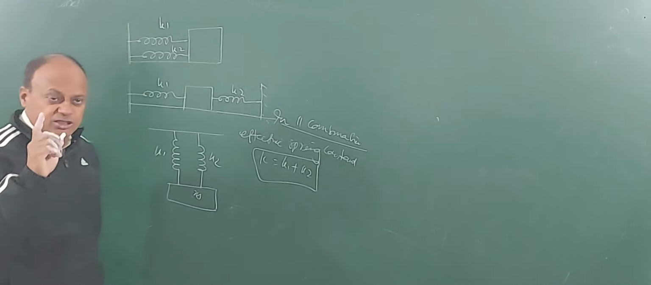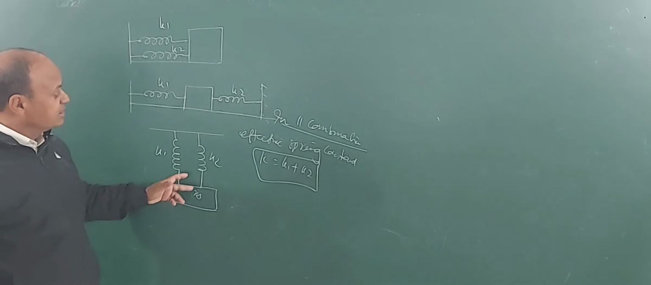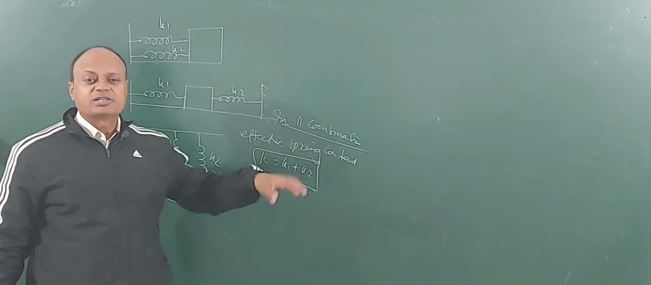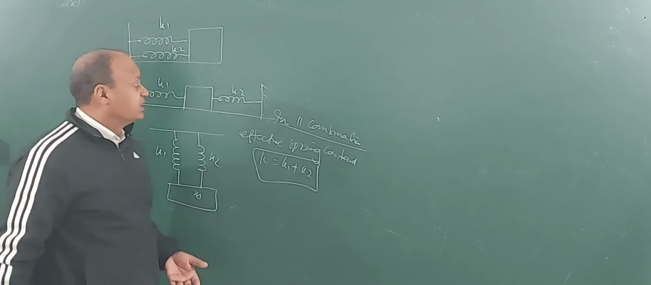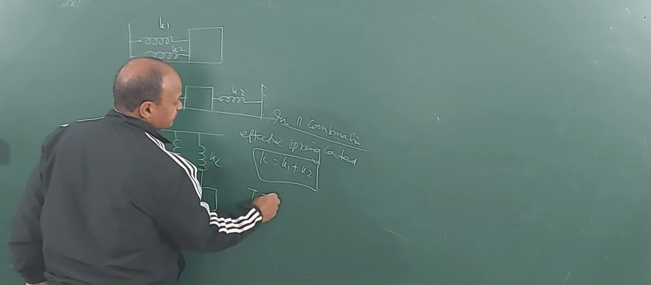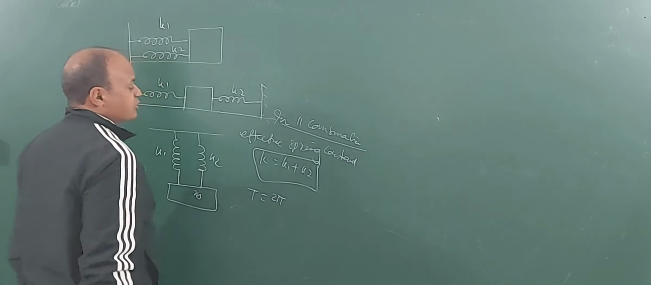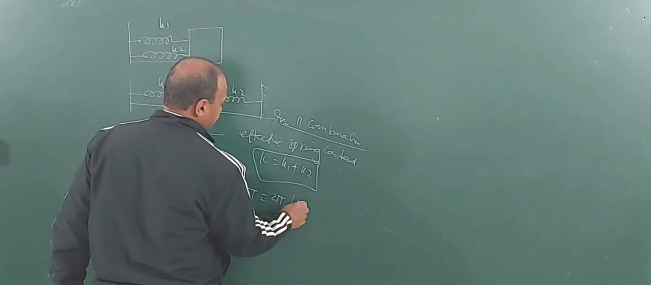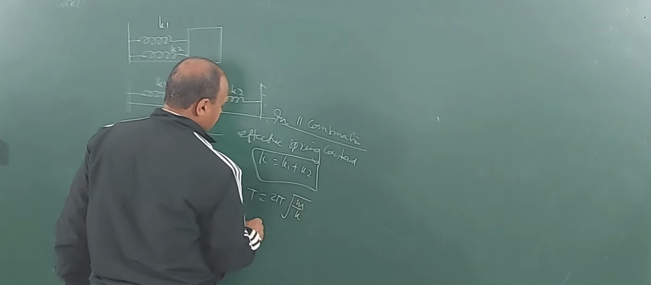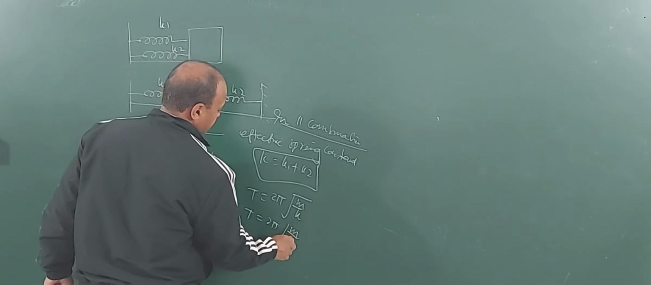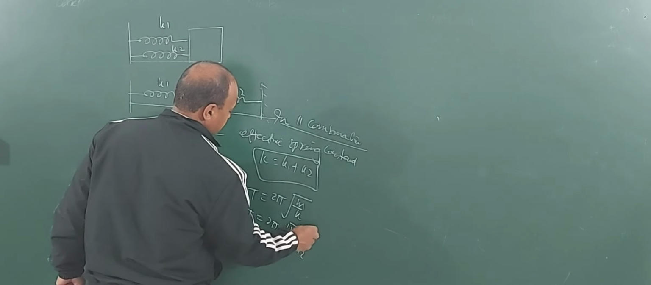In parallel combination of springs, these all are parallel combinations. K will be equal to K1 plus K2. If I put 3 springs, then K1 plus K2 plus K3. Clear? So if I am solving this problem, then time period will be how much here? 2 pi root over how much? M by K. Yes, so T will be 2 pi root over M by K1 plus K2.